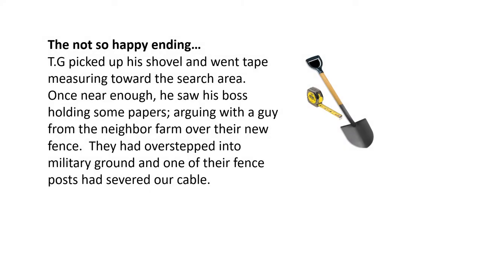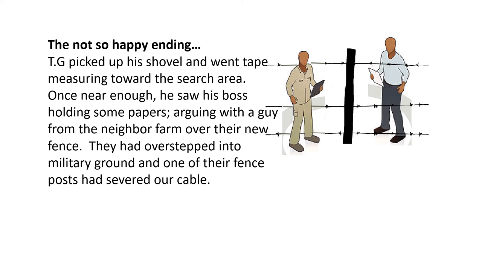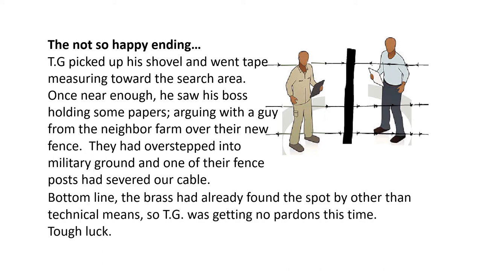And here's the not so happy ending. TG picked up his shovel and went tape measuring toward the search area. Once near enough, he saw his boss holding some papers, arguing with a guy from the neighbor farm over the new fence. They had overstepped into military ground, and one of their fence posts had severed our cable. Bottom line, the brass had already found the spot by other than technical means, so TG was getting no pardons this time. Tough luck.